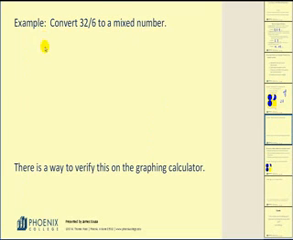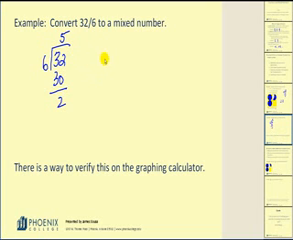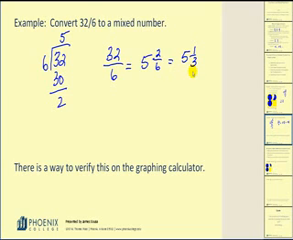We want to convert 32/6 to a mixed number. So step 1, we're going to divide 32 divided by 6, and we can see that gives us 5 with a remainder of 2. This 5 gives us the integer part to our mixed number, and the remainder gives us the numerator to the fraction part, 2/6. Now we do notice that 2/6 can be simplified, so our final mixed number would be 5 1/3. Now I could have simplified this at the beginning, but I decided to simplify it after.